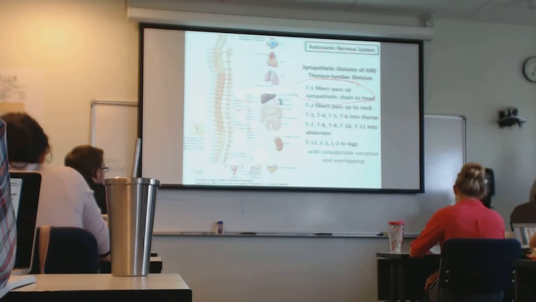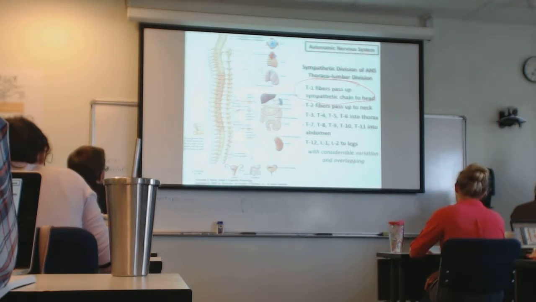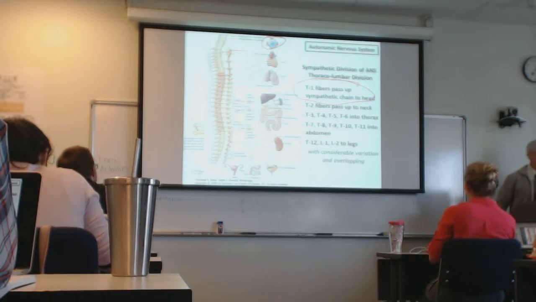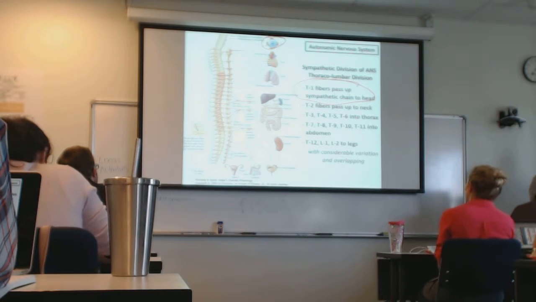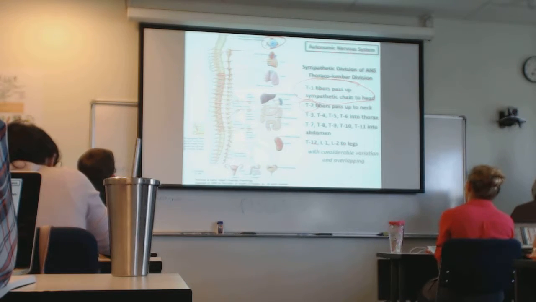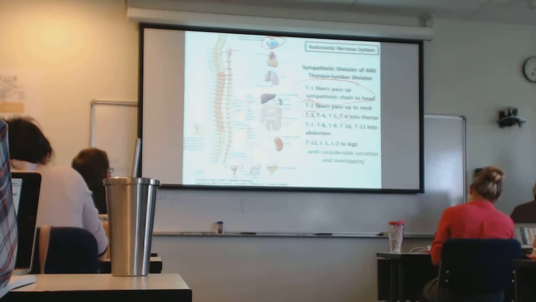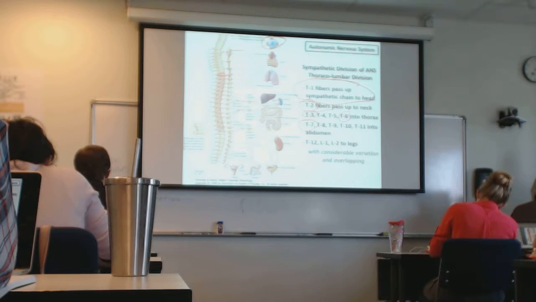So when it says T1 fibers pass up the sympathetic chain to the head, the idea here is that all these fibers that come through here are going to go up through the chain ganglia, and you can see, for example, the eye, some other cephalic structure might be innervated. T2 goes to the neck. And then at T3, these structures are mostly thoracic, T3 down to T6. And then by the time we get to T7, these are abdominal pelvic viscera.